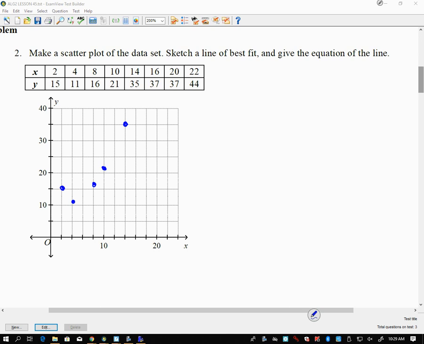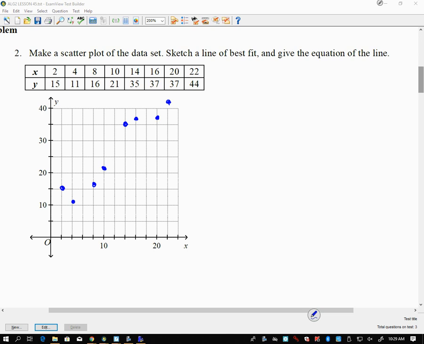16, so 12, 14, 16, 37. So that's going to be about right in there. 20, 37 is right there. 22, 44 is like up here somewhere, right? All right. Positive or negative correlation? Positive. Is it closer to 0 or closer to 1? Closer to 1. What do you think? Closer to 1, right?